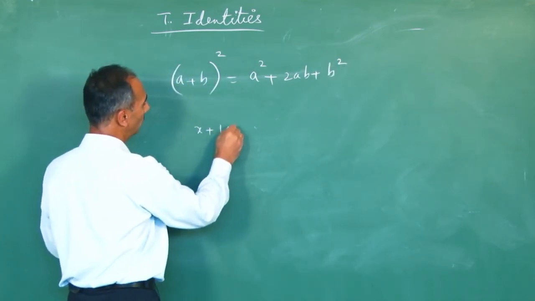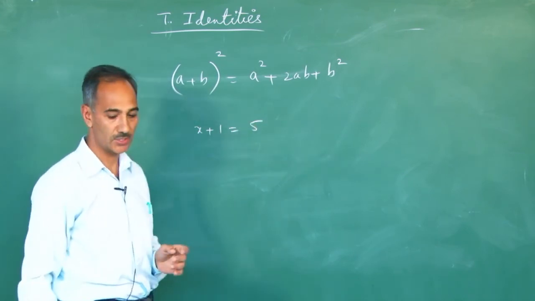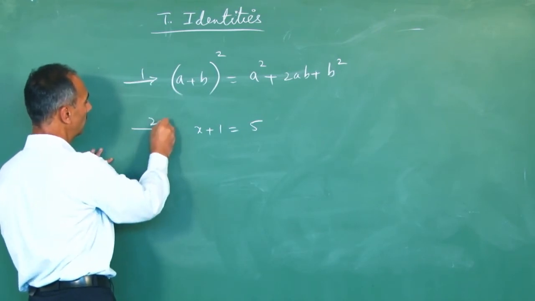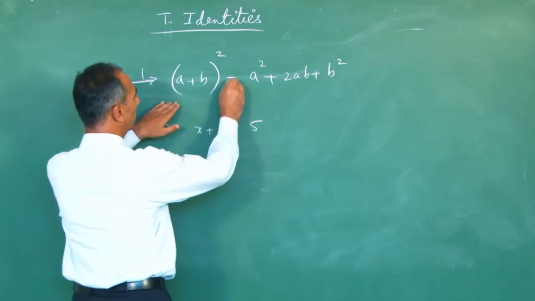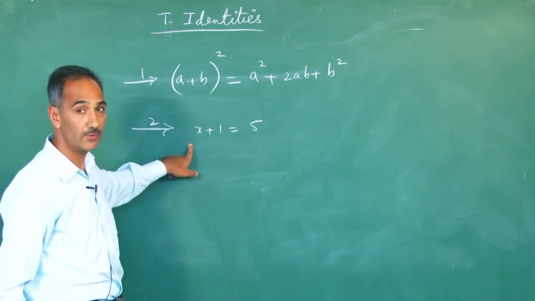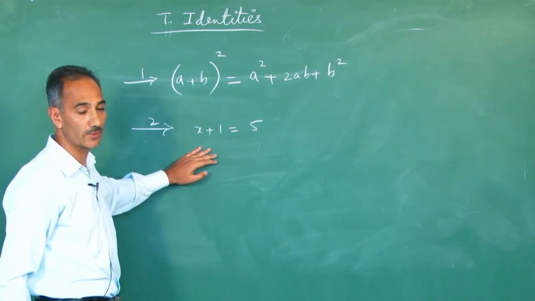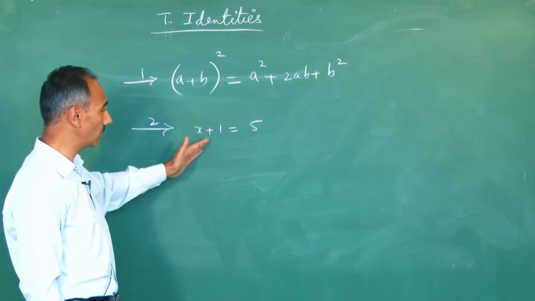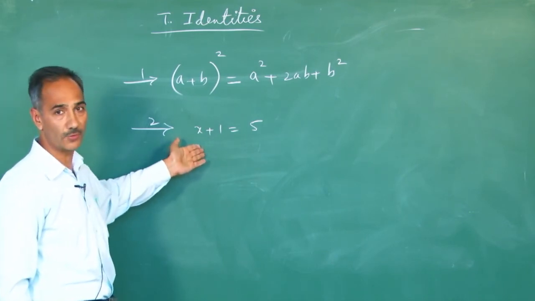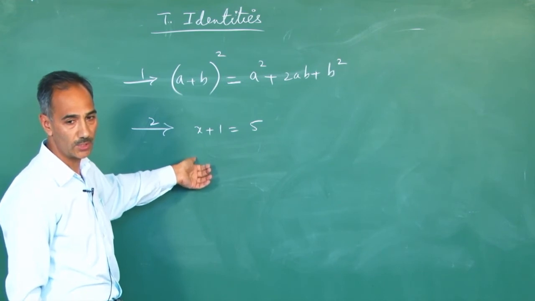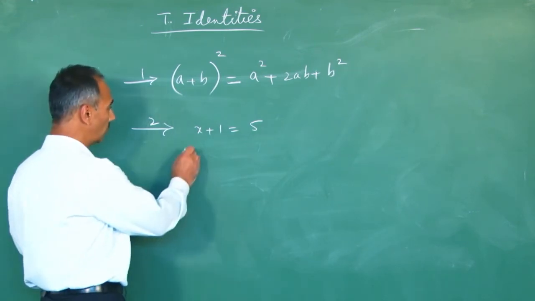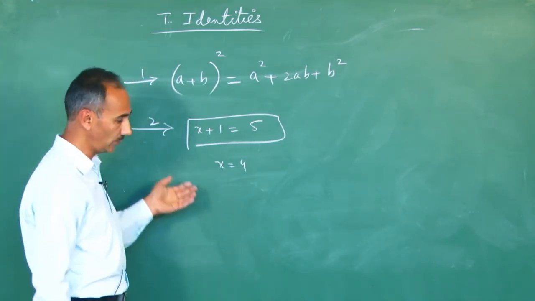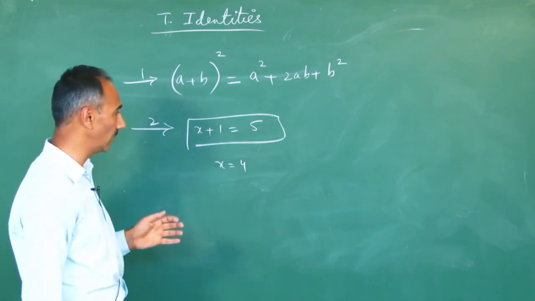x plus 1 equal to 5. This is not an identity. This is an equation in one variable. What's the difference? The first one is an identity, and the second one is an equation. An equation is true for some values of the variable, like x plus 1 equal to 5. Variable is x. If you put x as 4, 4 plus 1 is 5, so the solution of this equation is x equal to 4. So it has one solution, and if you take other equations, maybe there are more than one solutions.